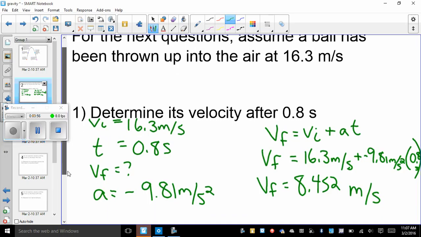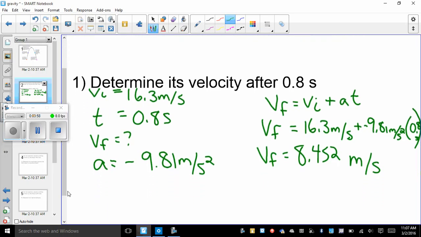Make sure that you take a second to use your calculator so that you can get that number as well. Significant digits. It looks like I can have 2 significant digits. The final velocity is 8.5 meters per second. Notice that's positive. We're still going upwards. That ball is still going upwards.